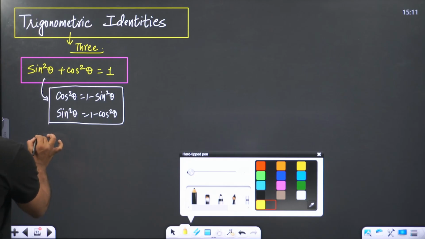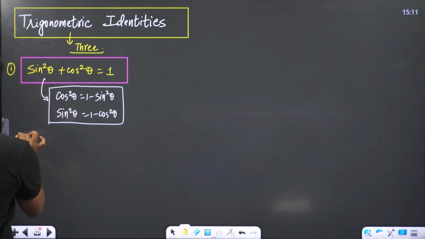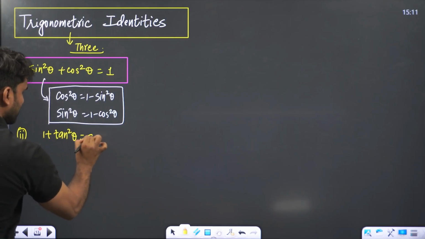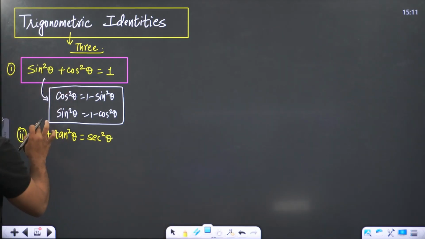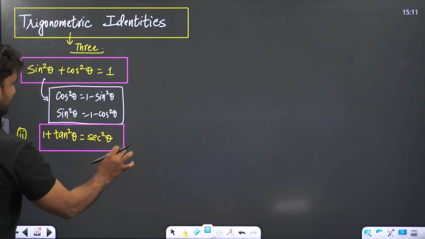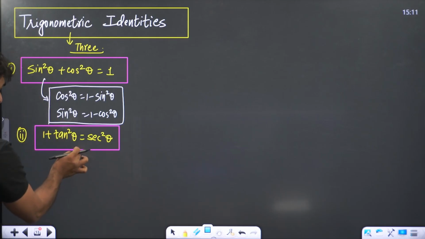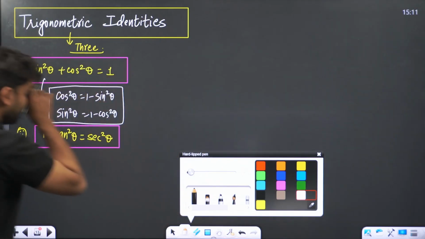So the second identity, this is the first, guys. Okay, now second, 1 plus tan square theta is equal to sec square theta. This is the second most important trigonometric identity. Again, this is not single, it also contains different forms. Let me show you different forms.